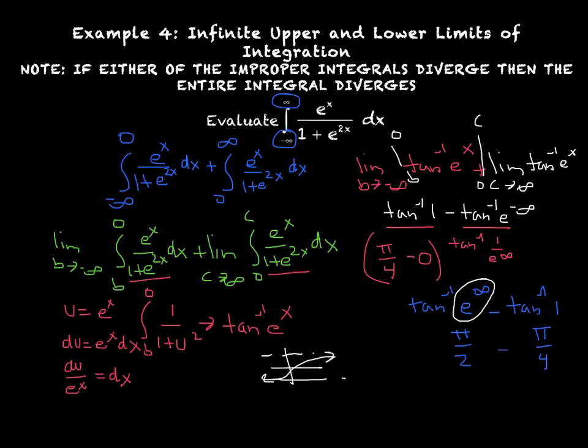So we have pi over 4 that I'm circling plus pi over 2 minus pi over 4. Well, these two are simply going to cancel, and that's going to leave us with an integral that converges to pi over 2. That is the value of this improper integral.